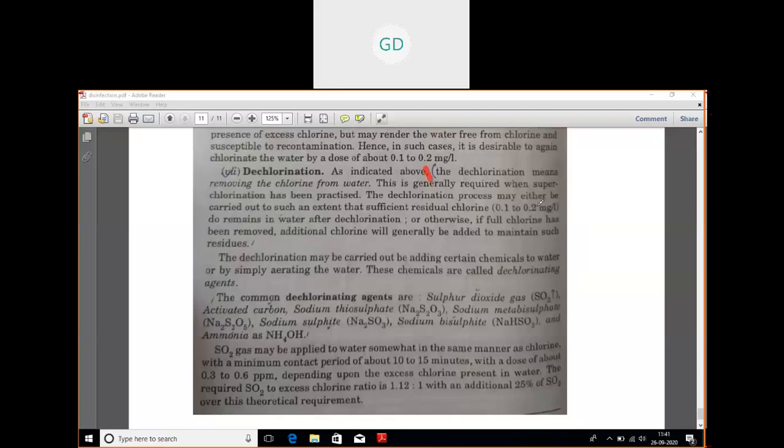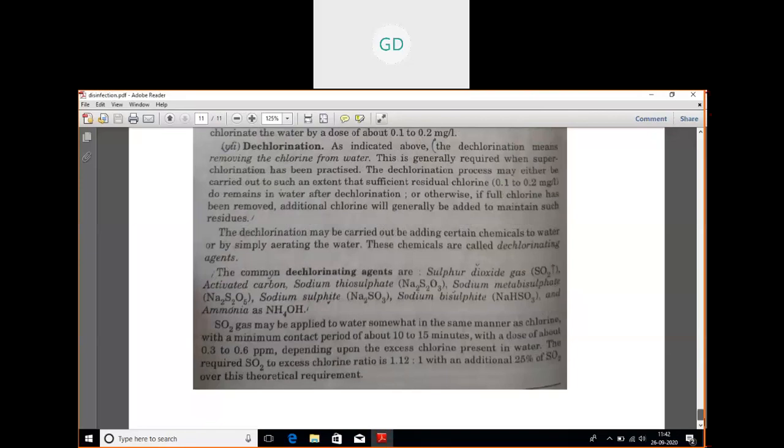The dechlorination process may be carried out to such an extent that sufficient chlorine, 0.1 to 0.2 milligram per liter, remains in water after dechlorination. So this is the dose, 0.1 to 0.2. And what are the common dechlorinating agents? The names you have to remember: sulfur dioxide gas, activated carbon, sodium thiosulfate, sodium metabisulfite. So these names you remember. So this is all about these types of chlorination.